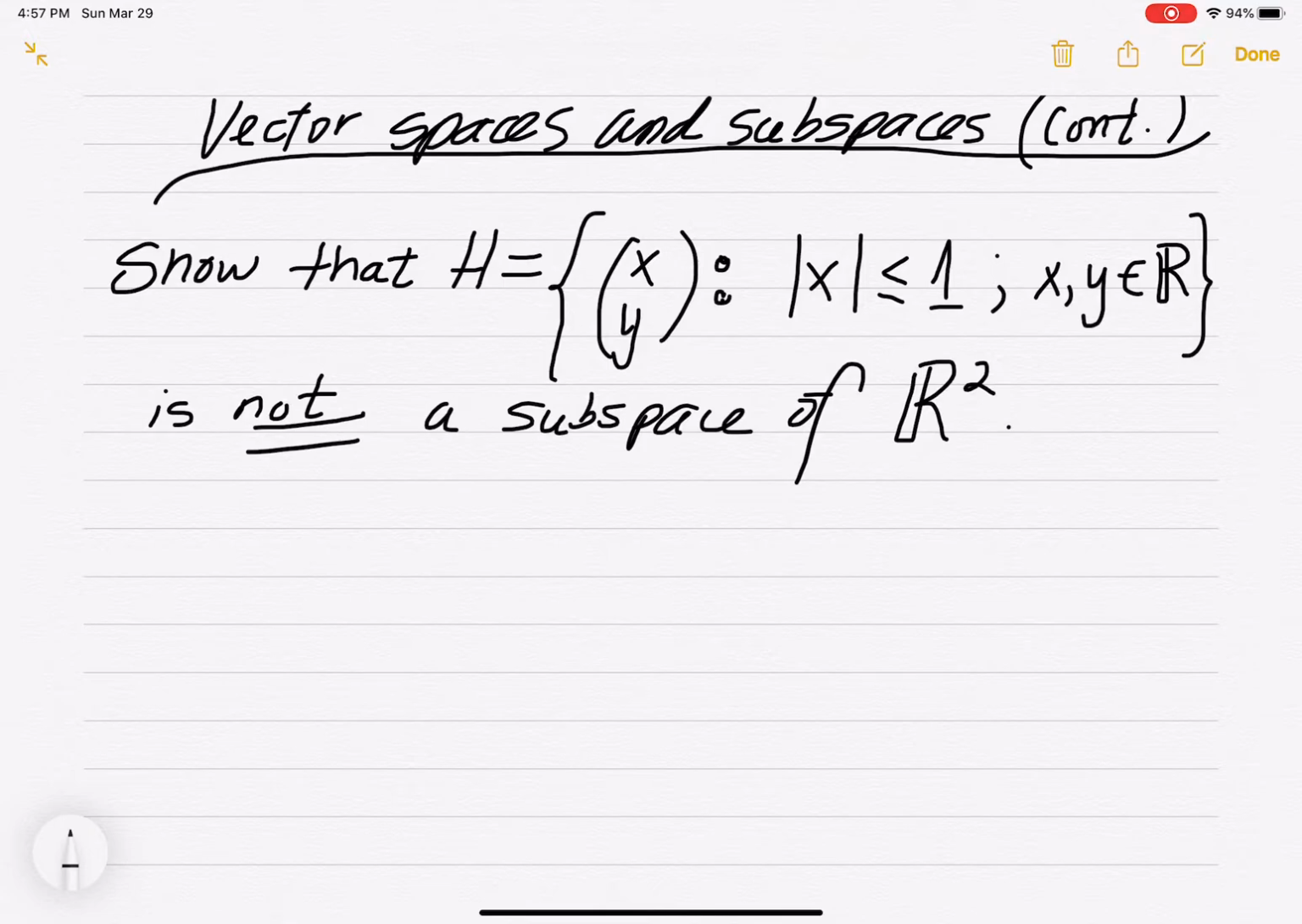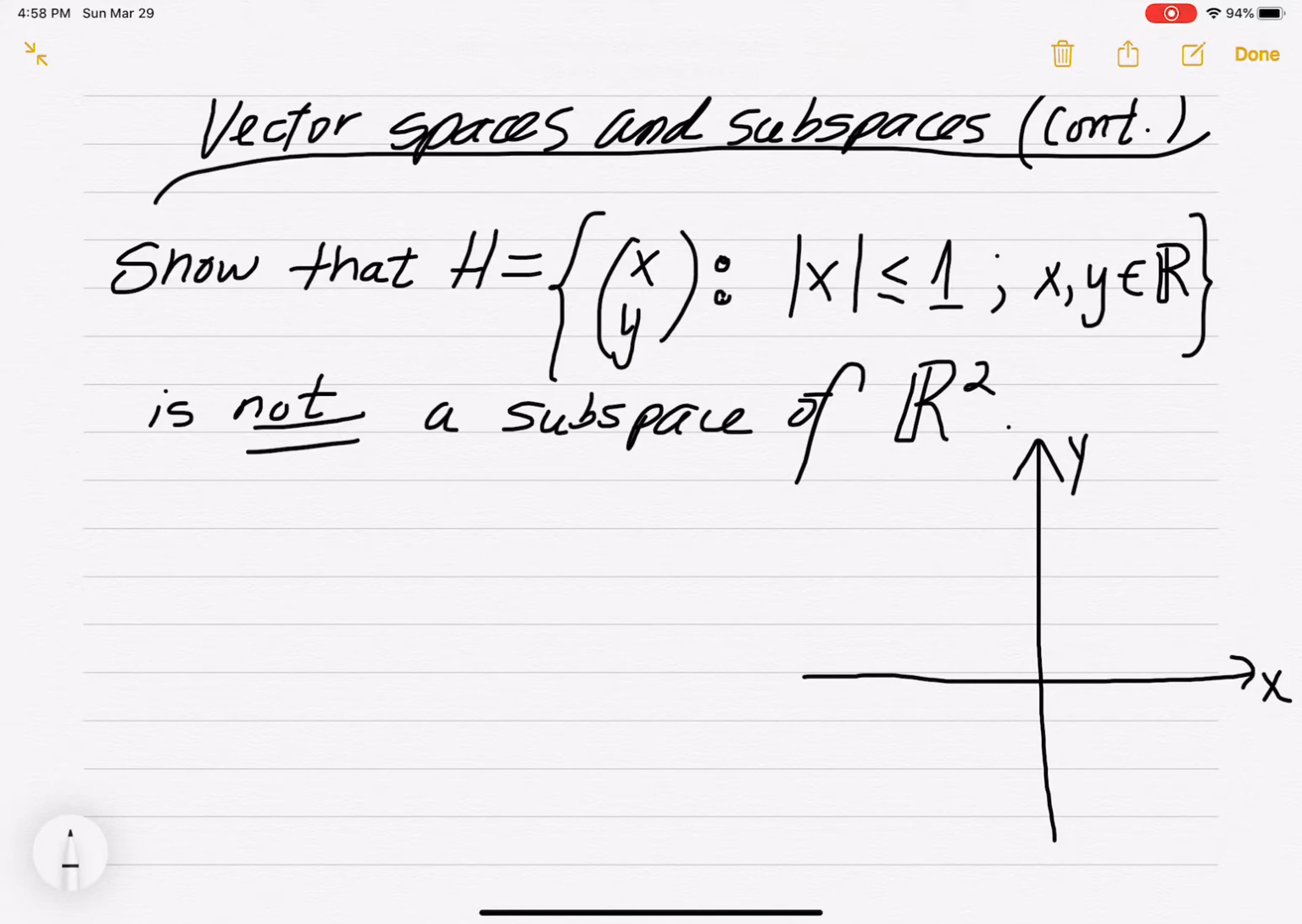We have H is the set of all x, y, so we're talking about elements in R2, right? Elements in R2, they're x comma y, such that the x coordinate, its absolute value is less than or equal to 1. So what we want to do is disprove that such a set is a subspace. In these cases, we're going to be able to illustrate this pretty well. So here's my x-axis, here's my y-axis. We're in R2, we're living in R2. We want to prove that H is not a subspace of R2.